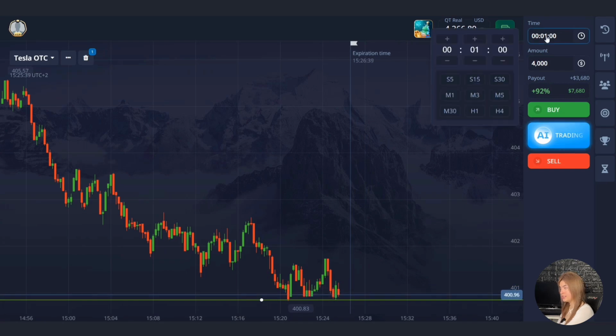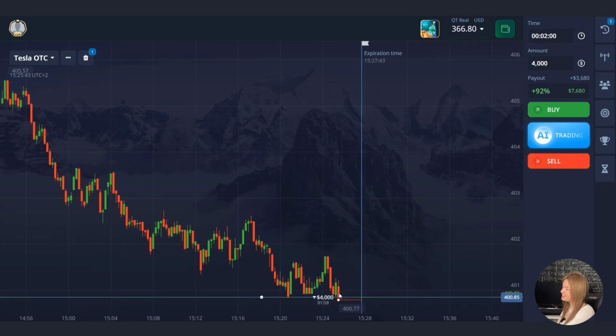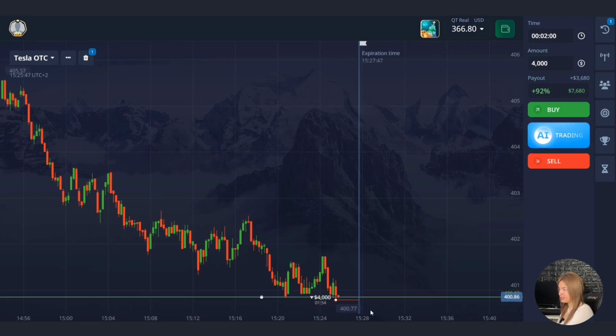Here, we will open a deal for 2 minutes to sell on a downtrend. I think that this level will be broken in the near future. We will try to make money on this downward movement, on breaking through the level, and so my dear traders, let's wait for the result.